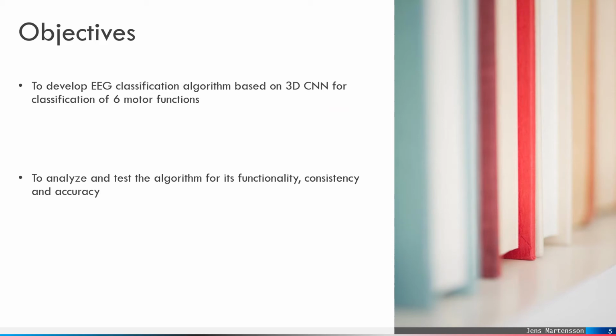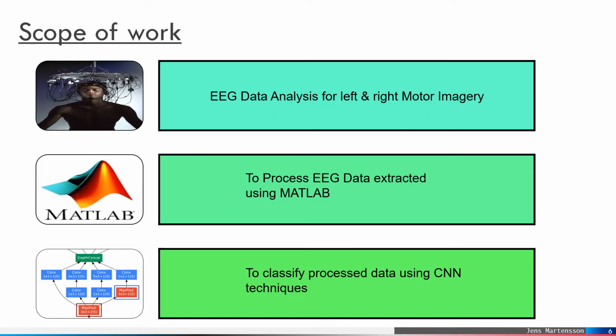Therefore, my objective is to develop an EEG classification algorithm based on 3D CCN for 6 motor functions, and also to analyze and test this algorithm for its functionality, consistency, and accuracy. My scope of work can be broken down into 3 parts. The first part is EEG data analysis for left and right motor imagery, and then we move on to MATLAB, where we process this extracted data. Lastly, once we've got all the features extracted, we can classify it using 3D CCN techniques, probably in GoogleNet or AlexNet.